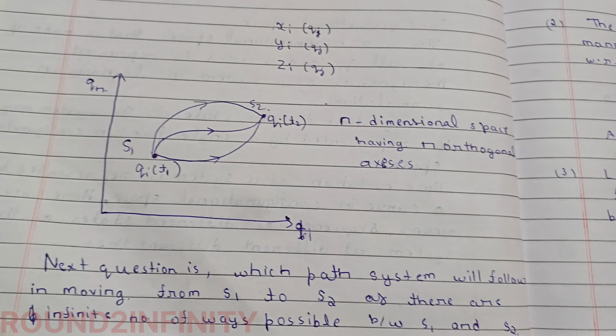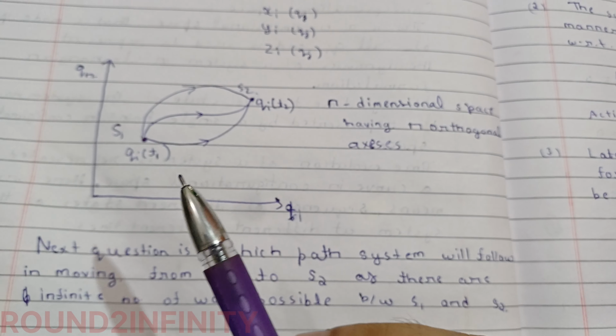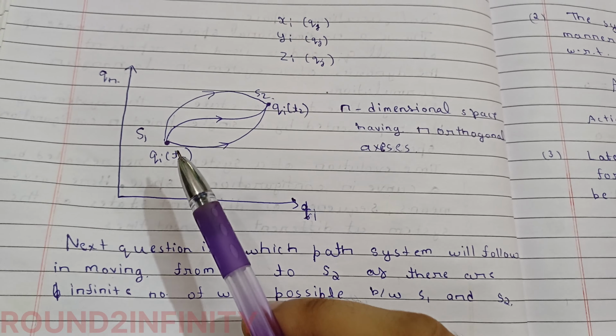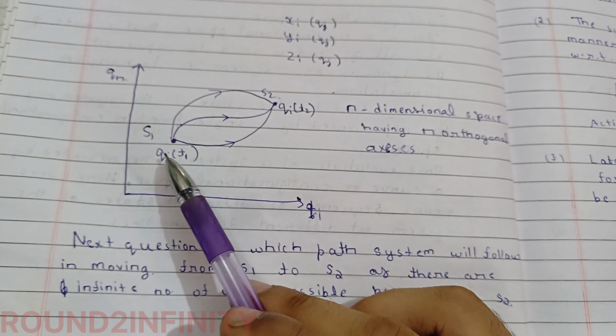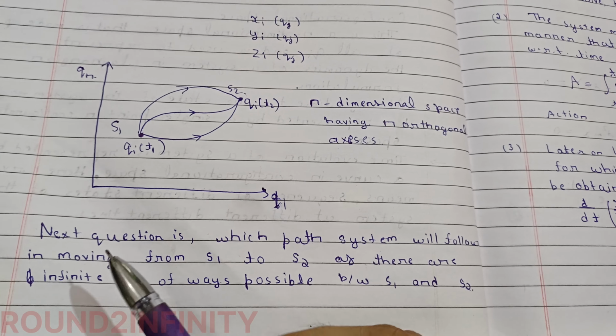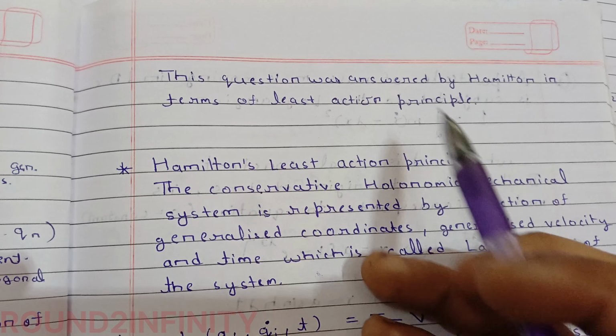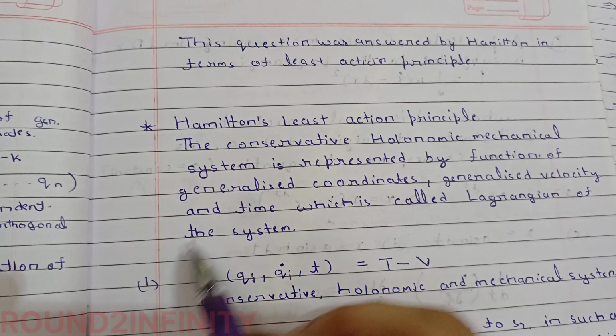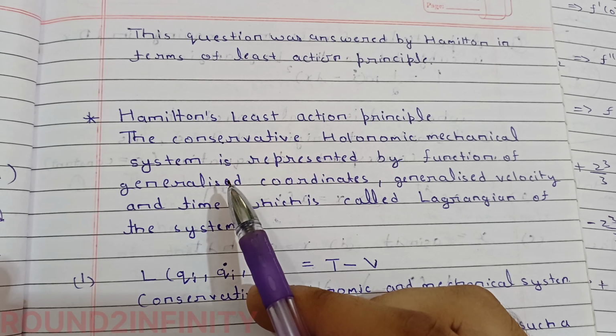So there are infinite ways to follow. So this was the question: how can we find which path the system will take to move from the S1 state to the S2 state? This question was answered by Hamilton. Okay, so it was given by Hamilton's least action principle. So we'll see what Hamilton's least action principle is. Let's first see the statement.